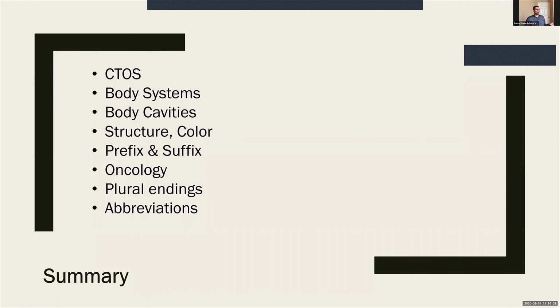So to summarize, here are the items we went over, and we just summarized CTOS, so we're not going to do that again. But that completes chapter 2.